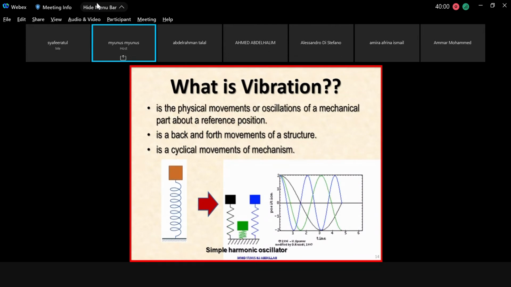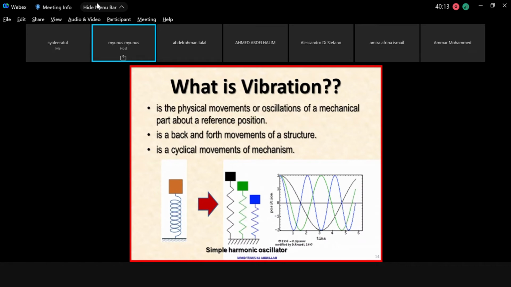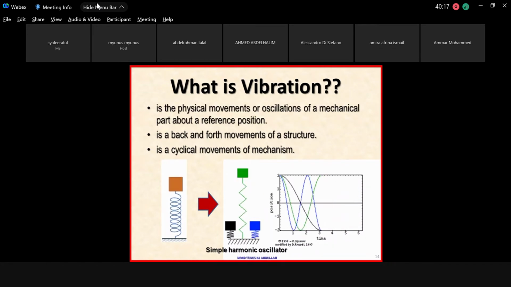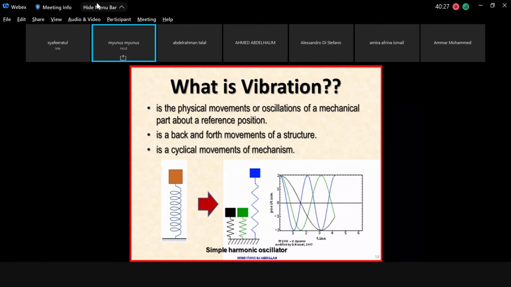If you want to measure how much the engine will be vibrating, you have to measure in acceleration. So it depends on what type of work you are dealing with. If you want to measure the whirling of shaft, you need to measure by using displacement. So you can use this one.